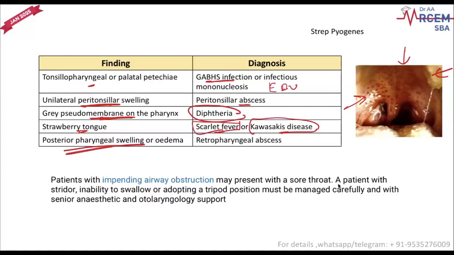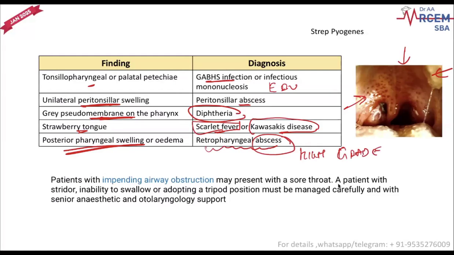Posterior pharyngeal wall swelling is present, for example neck swelling, posterior wall swelling, some neck pain, and the mobility of the neck is hampered. Suspect it might be a retropharyngeal abscess. Whenever a patient has an abscess, always suspect there should be a high grade fever associated with these conditions.